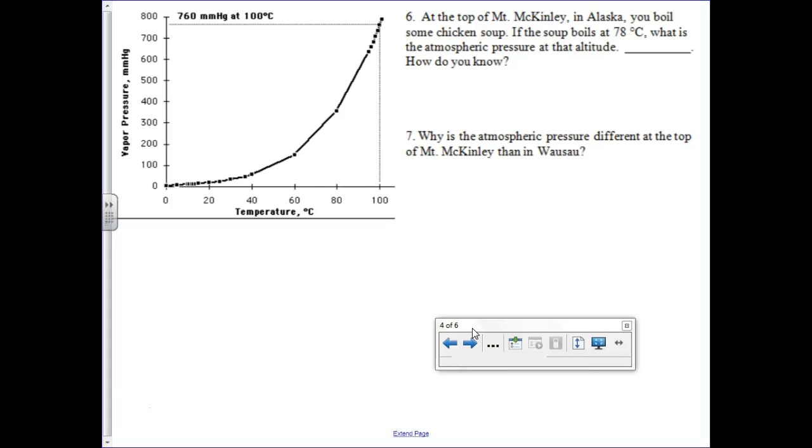Ramen's awful. Anyway, so the question here in number 6 is, why is your soup boiling? Your soup's boiling at 78 degrees Celsius on the mountaintop. Okay, what would the atmospheric pressure be based upon that fact? Use the graph. That's my advice. Use the graph and use the definition of what boiling is. Those are the 2 pieces of information you need.